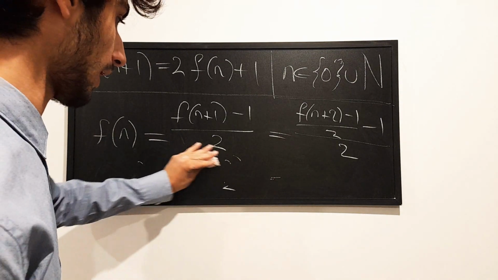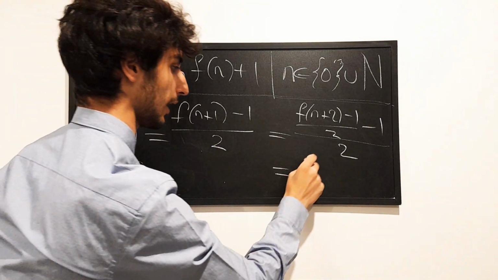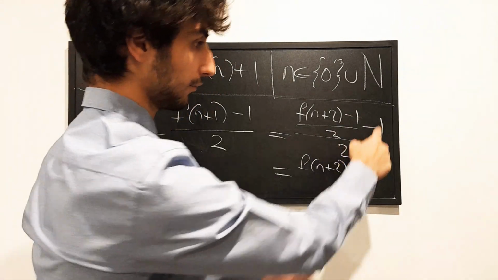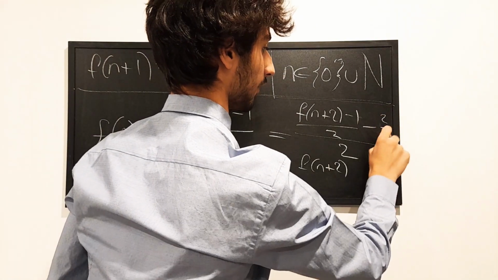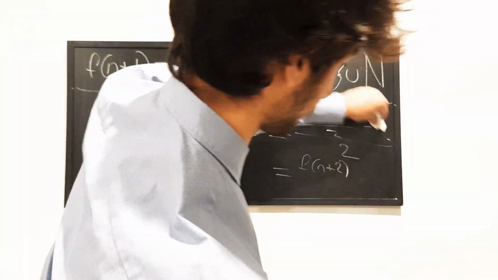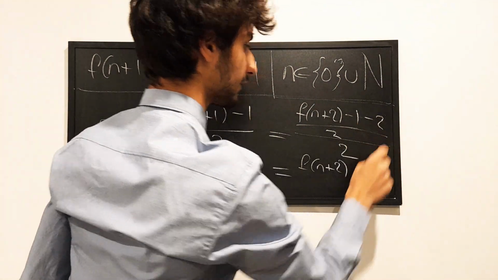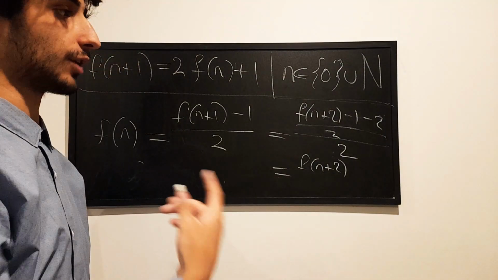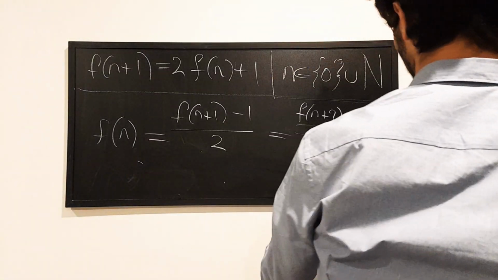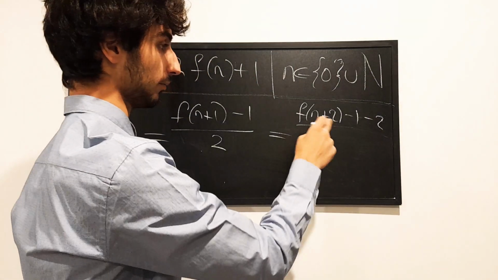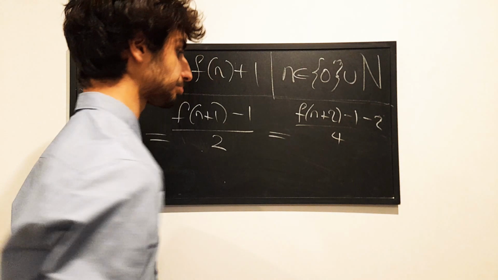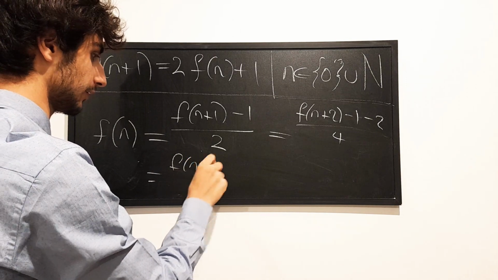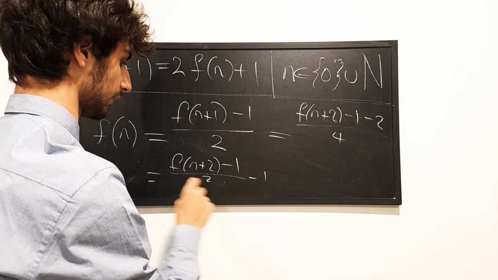So that's going to be equal to f of n plus 2 minus 1. Now we can write 1 as minus 2 over 2, and then combine these two fractions together to give us this. But we can also combine these denominators together by multiplying them. 2 times 2 is equal to 4. So that's going to give us f of n plus 2 minus 1 minus 2 over 4. Now, note that this was actually the same as f of n plus 2 minus 1 over 2 minus 1 over 2.